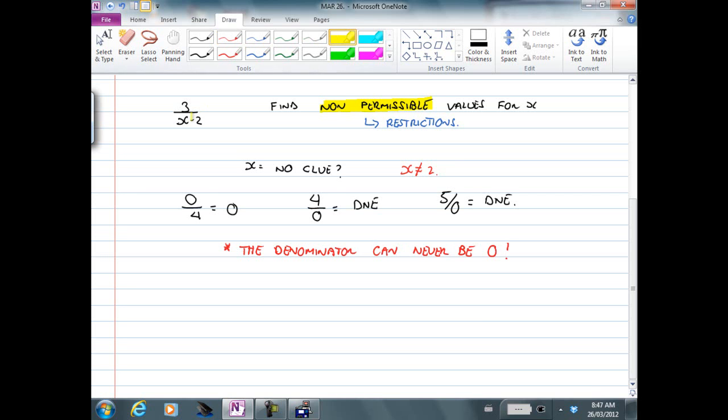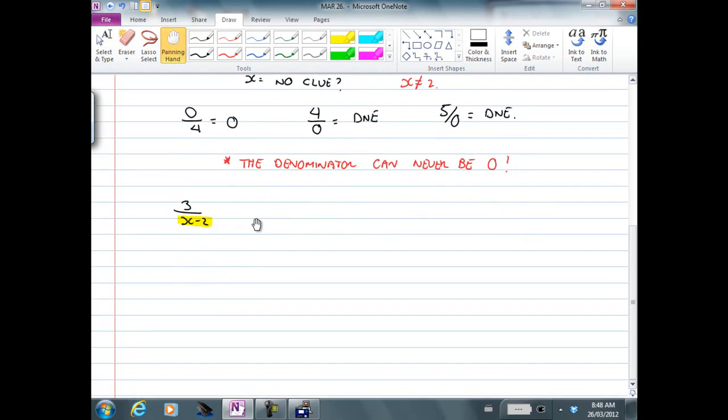So guys and gals, let's write down this question again. 3 over x minus 2. My denominator can't equal 0. So let's just focus on the denominator: x minus 2 can't equal 0. Go ahead and solve for x. And that's the exact reason why Harmeet says x cannot equal 2. Because if you have 0 in the denominator, it doesn't work.